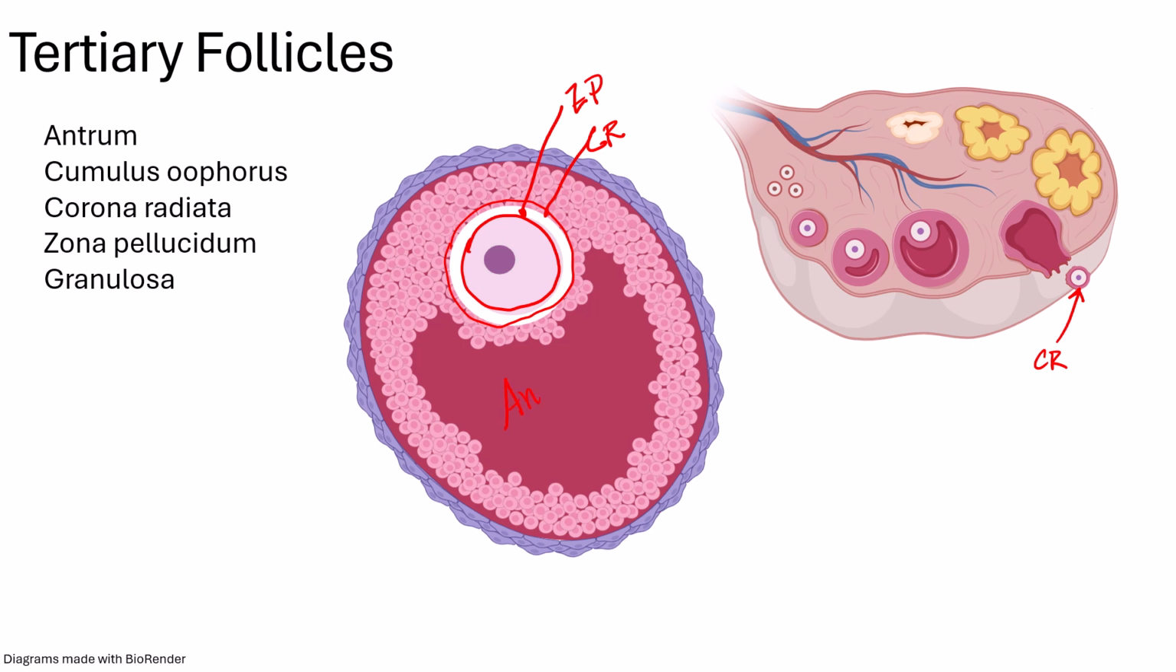The antrum, which is a fluid-filled cavity, develops and expands a lot in a tertiary follicle. And it pushes the oocyte and the surrounding cells to one side of the follicle, kind of getting ready to burst it forth. This fluid is just called follicular fluid. It contains hormones and growth factors, and it's there to nourish the granulosa and the oocyte.